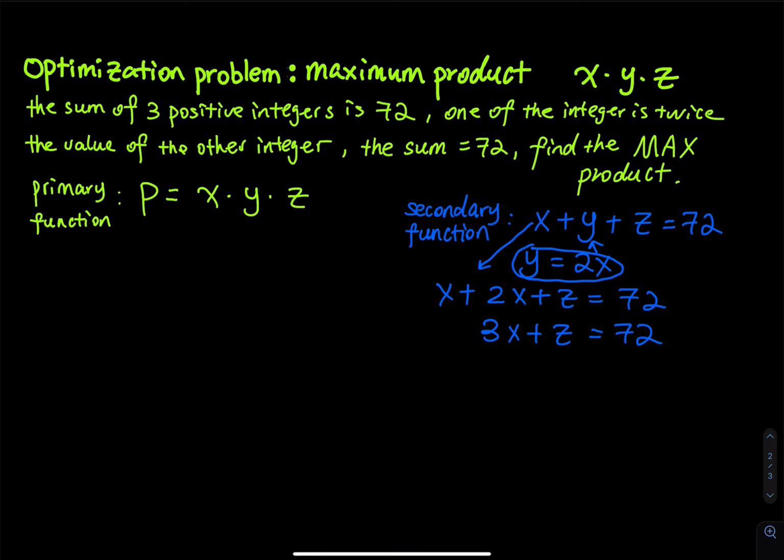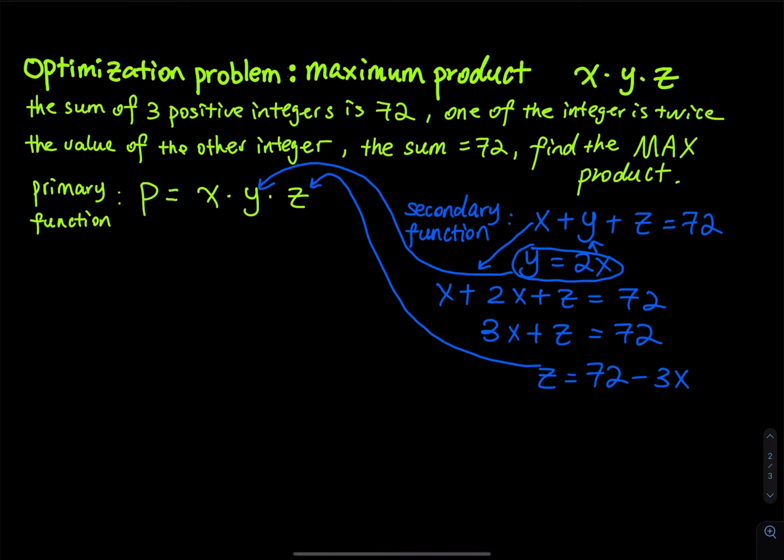And then let's rewrite the z. The z is equal to 72 minus 3x. All right. And then we will plug this z into the primary. And then what about the y? y is equal to 2x. We also plug that into the primary. So we rewrite the primary as, now P equals x times y, which is 2x, and then z is equal to 72 minus 3x. So this is in one independent variable, and let's call that P of x.